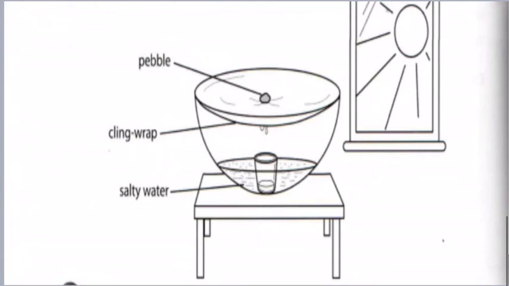So there's a bowl on the table. There's a glass in the bowl. There's some salt water in the bowl. Then there's some wrap, like plastic wrap, that you wrap food in, on top of the bowl. And there is a small pebble, like a stone, on top of the plastic wrap. You can also see the sun coming in, so maybe it's a hot day, so that might give you a clue. So think about what they're trying to do in this experiment first, and then you can answer the questions online.